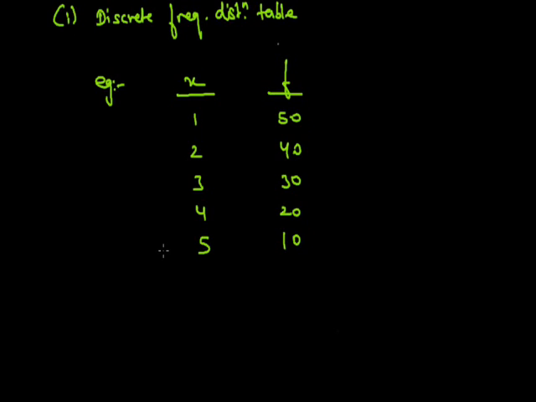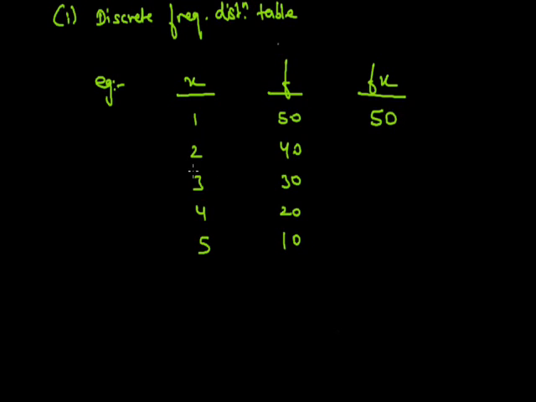If we need to find the mean of this discrete frequency data, we first need to find f into x. We'll multiply x and f, so accordingly we'll get f into x. We find f into x because we need the sum of all observations. As observation 1 is repeated 50 times, we need to add it 50 times, so we do 1 into 50, that is 50.